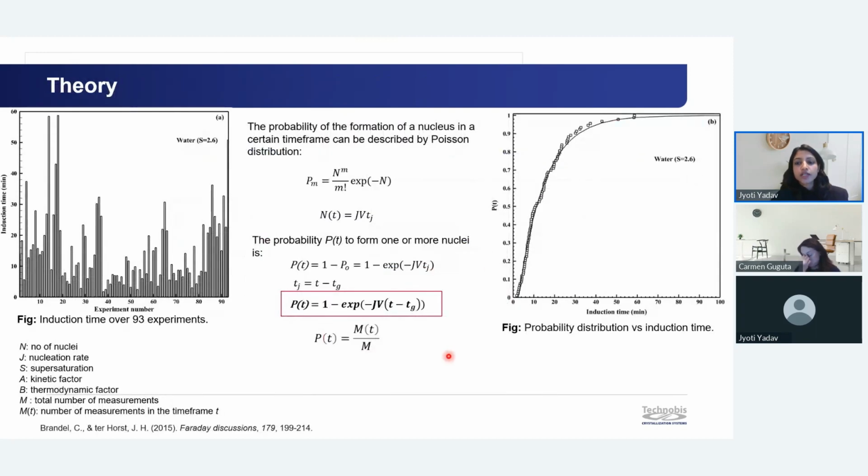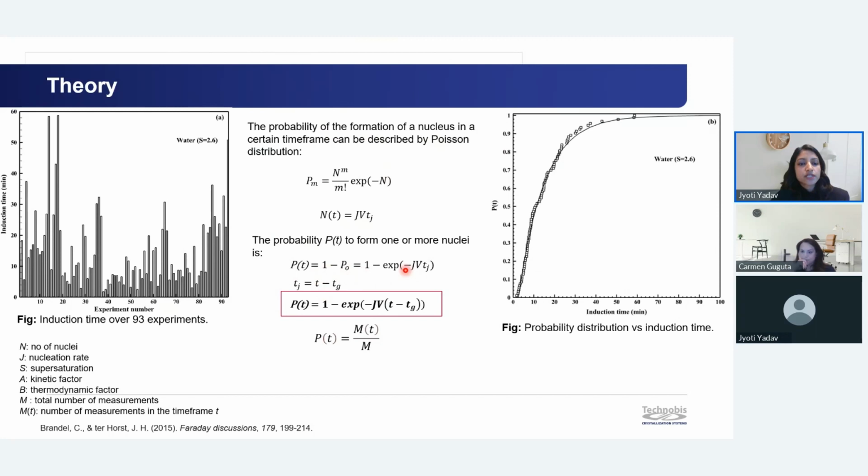To determine nucleation kinetics from the isothermal method, at least 80 induction times are measured at one supersaturation. Then the probability to form a nucleus in a certain time frame can be described by Poisson's distribution, represented by this equation, where n is the number of nuclei formed in a certain time frame t within a volume V with a nucleation rate J. Then the probability to form one or more nuclei is 1 minus P naught, where P naught is the probability to form 0 nuclei.